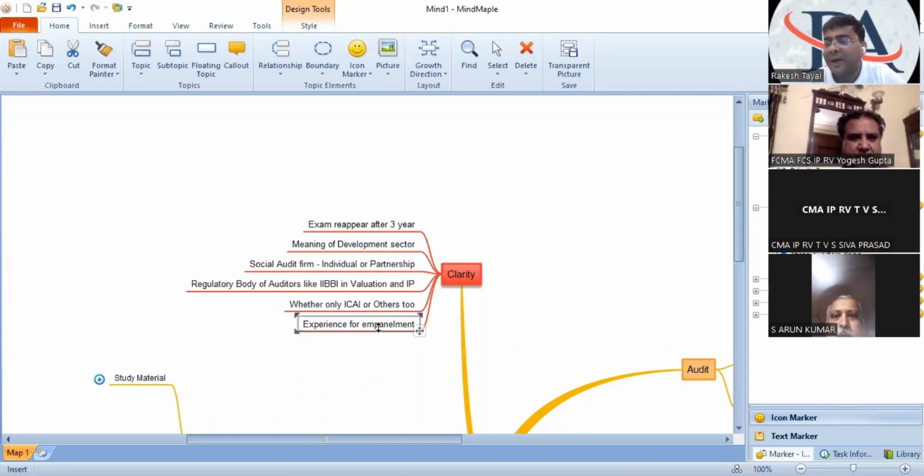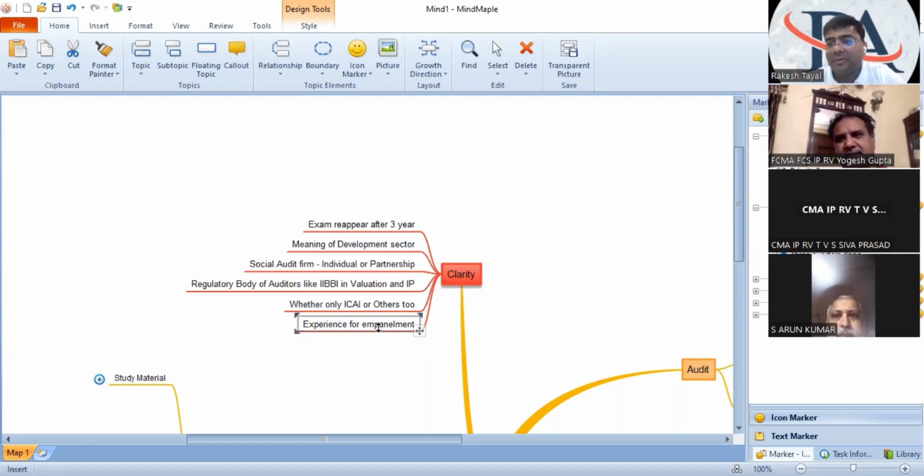It is not required that a partner will be there. Correct. So I have that clarity, but I don't know whether an individual proprietorship is allowed or not. That is not yet clear.